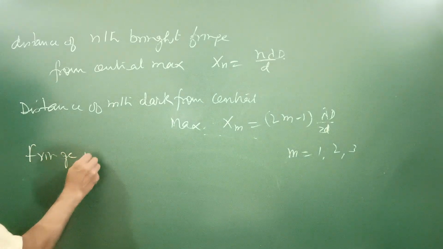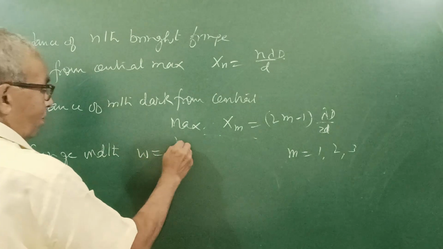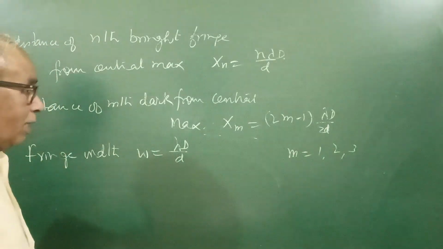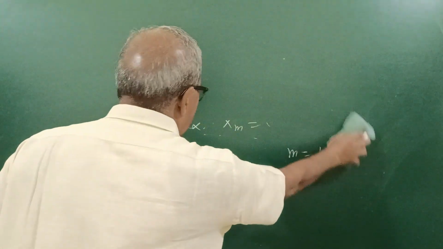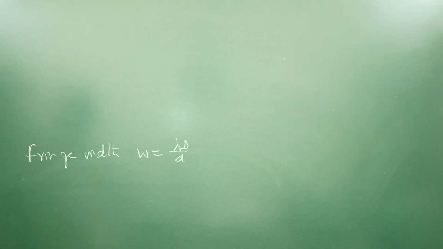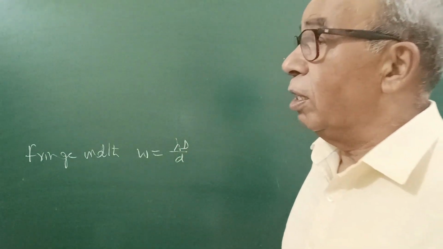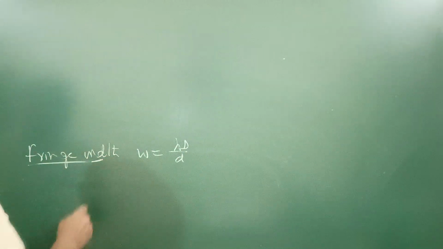Then fringe width, which had come earlier, w is equal to lambda capital D upon small d. Capital D is the distance of the screen from the two slits, small d is the slit separation. So width depends on small d, capital D and lambda. If you increase lambda, width will increase. If you decrease lambda, the width decreases. Our colors vary from violet to red, so if we use red color and violet color, red will have the fringe of larger width. Fringe width, whether bright or dark, is the same.